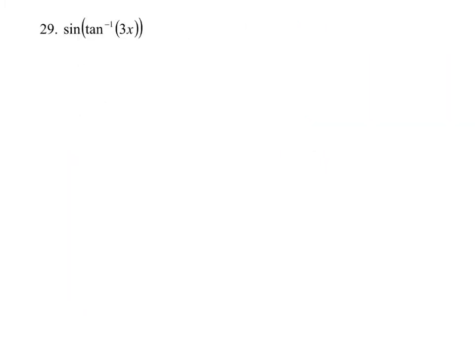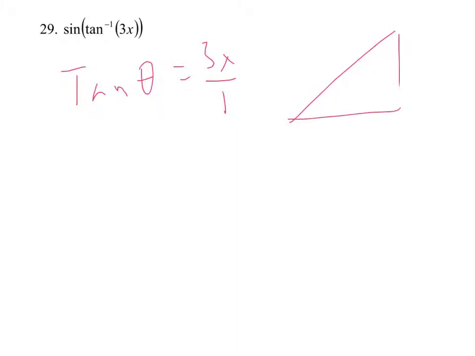Okay. So the same kind of deal. We're looking for some angle that has a tangent equal to 3x over 1. So let's draw a triangle again. We know the opposite side is 3x. We know the adjacent side is 1. So the hypotenuse will be the square root of 1 squared plus 9x squared, right? Remember, we get to square that whole thing for the Pythagorean theorem.